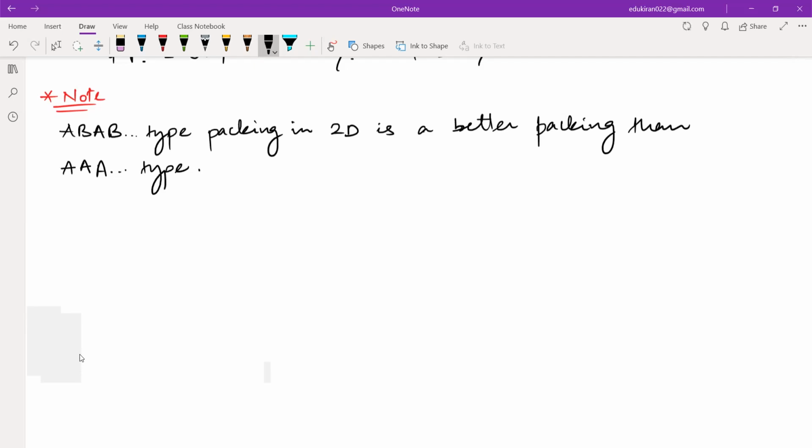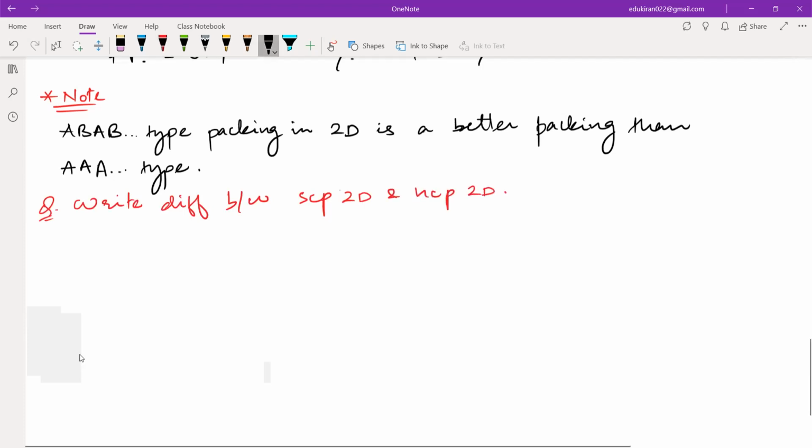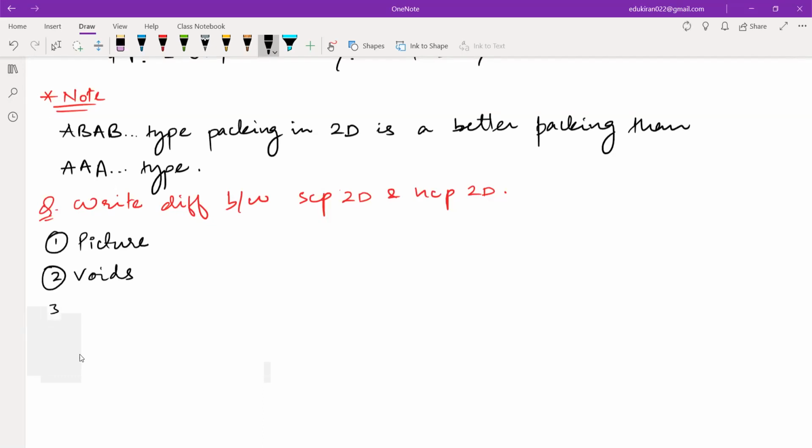Okay. So if you get any questions such as, write the differences between square close packing in 2D and hexagonal close packing in 2D, then what are the points that you will write? First of all, you will draw the picture, right? Secondly, you will identify the type of voids. Thirdly, you will identify the coordination number of atoms. How many atoms are touching each other? Okay, in AA type and ABAB type.